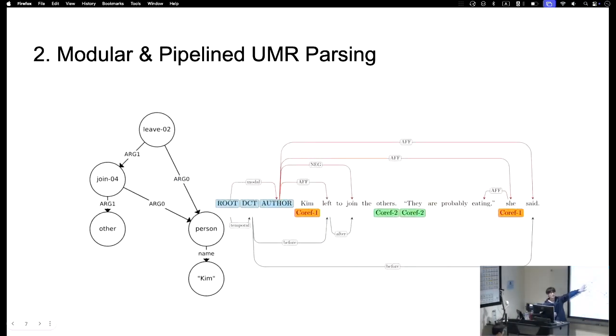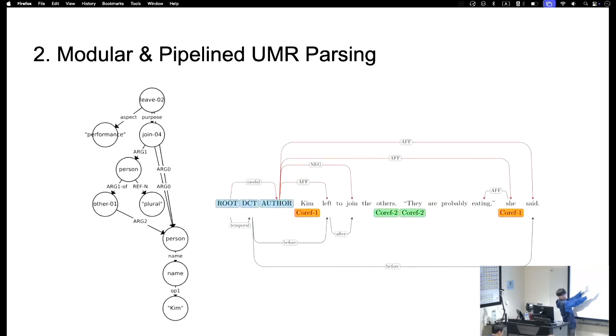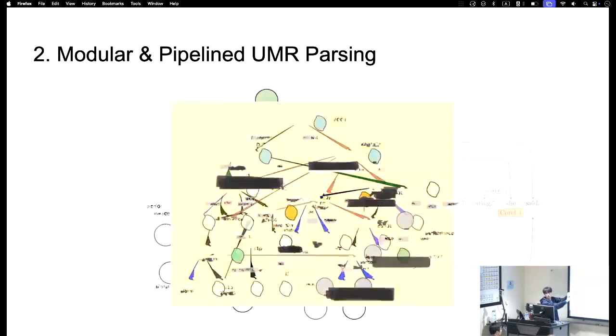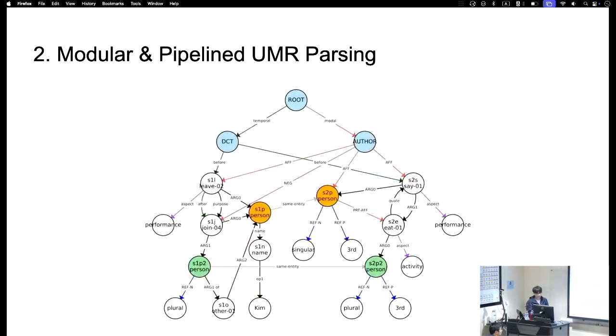So putting it all together, we start with the document. On the left-hand side, we have a sentence level graph. On the right-hand side, we have document level triples. And then there's some conversion, alignment, and then everything comes together into the final UMR graph.